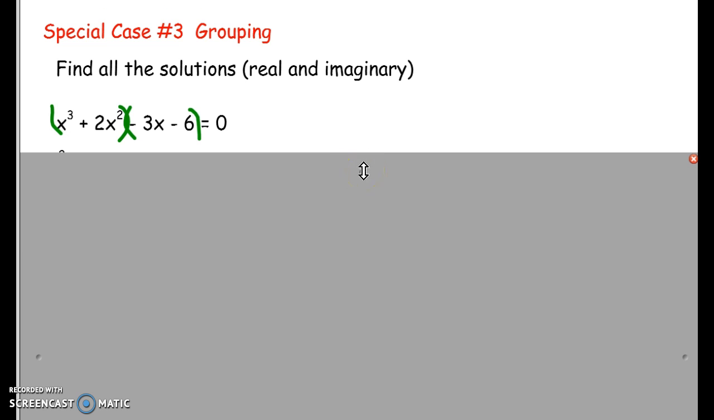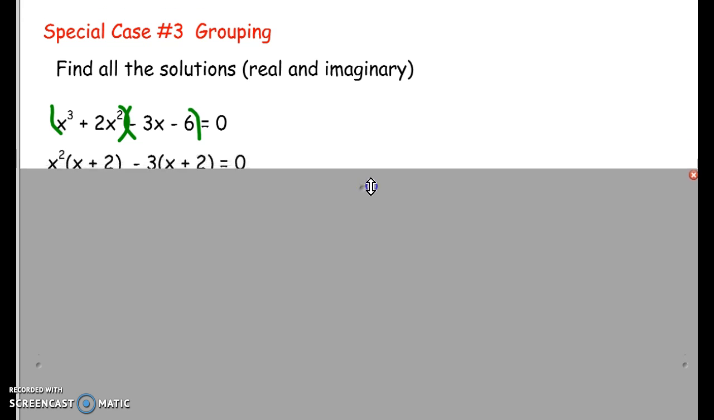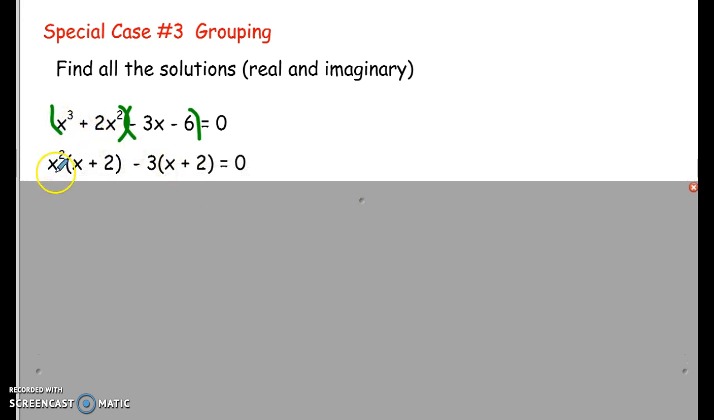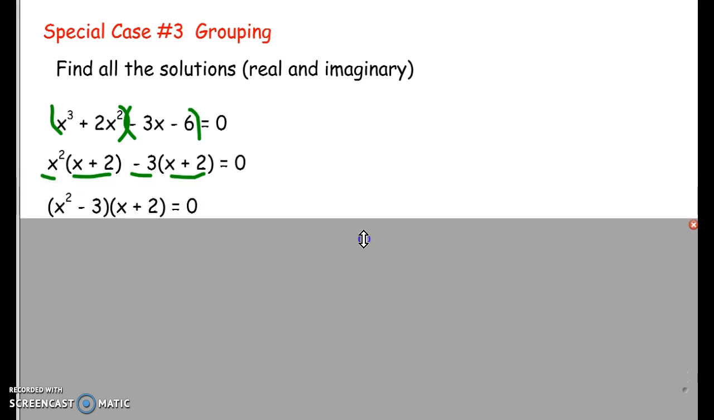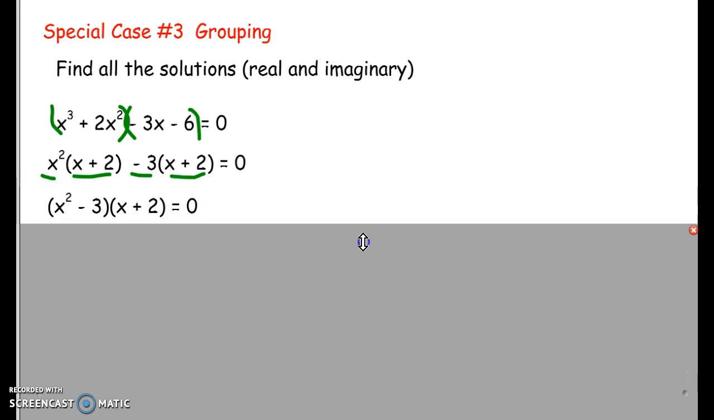All right, so out of the front should be x squared, and out of the back should be negative 3. If we pull that x squared to the front, we're left with an x plus 2. And if we pull the negative 3 out of these back two, we get an x plus 2. Now we're in business because these two match. That's one factor, and then take whatever's in front, and that makes the other factor. So x squared minus 3 and x plus 2.